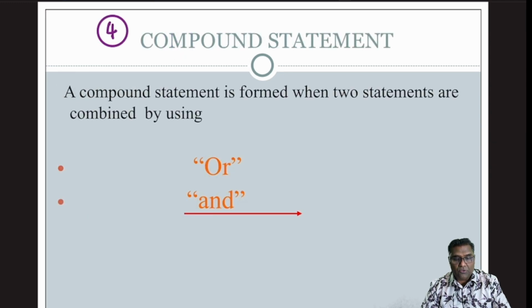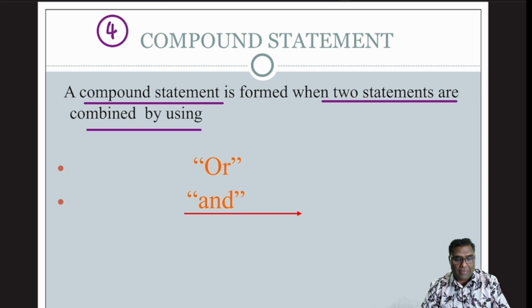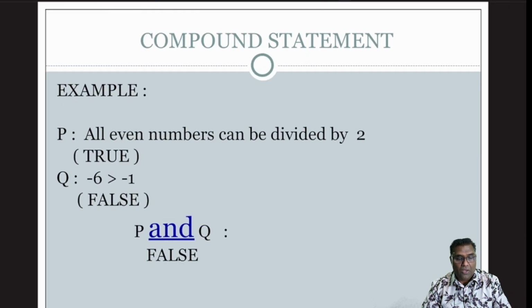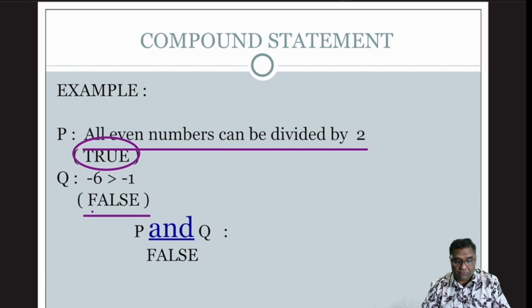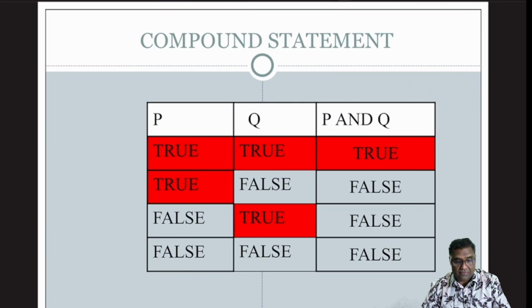Okay, students. Let's look at the next, number 4. Compound statement. What is a compound statement? It's formed when two statements are combined by using the keywords or and and. Okay? I'll just give you an example. All even numbers can be divided by 2. It is true. 6 is more than, which is false. So I can combine them. I can say P and Q are false. Why? The reason is, if you check very clearly, I've given this clear compound. The first one is true, the next one is false.